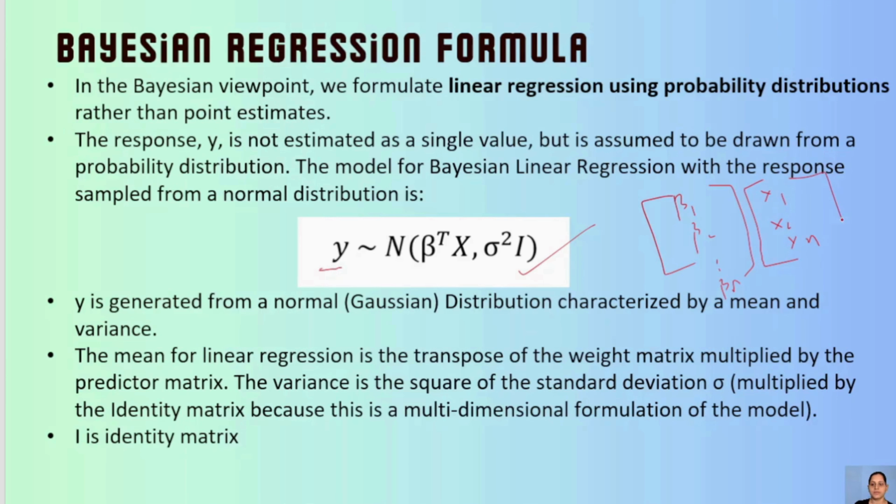You will take that, you will multiply that, and after that the variance you have to take, and the variance should be the square of the standard deviation multiplied with the identity matrix, because here we are completely understanding the multidimensional formulation of the model. So this is how the Bayesian regression formula is getting derived. And you don't have to remember this formula, just understand the concept that they are considering the matrix forms of all. They are not considering single point estimations here.